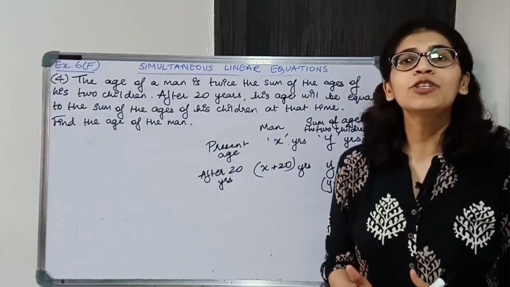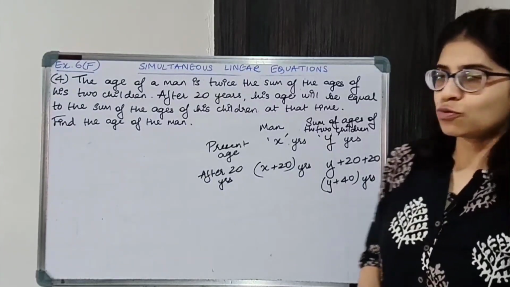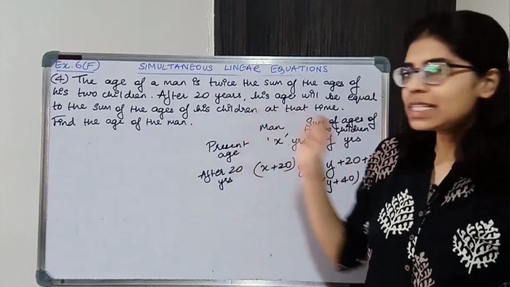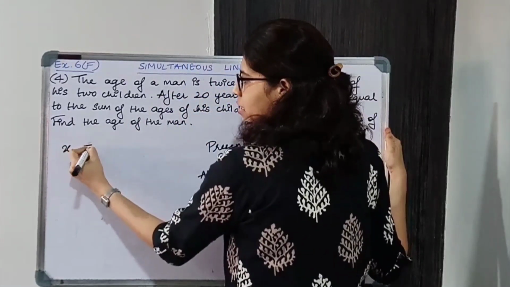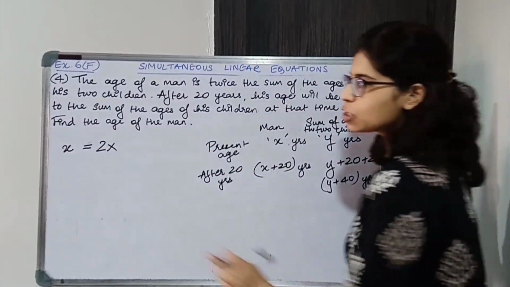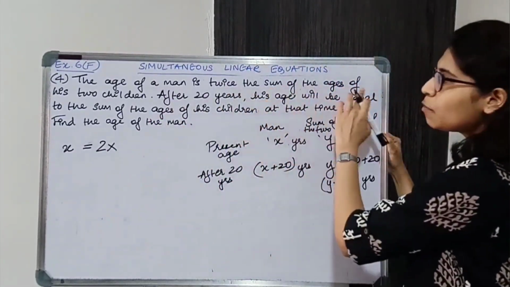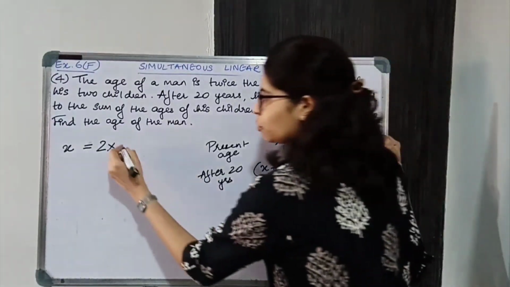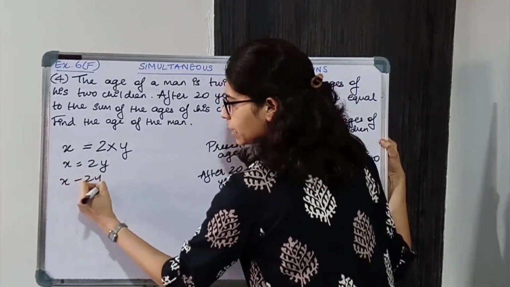Okay, coming to the framing part. Now the age of the man is twice the sum of the ages of his 2 children. Over here we are talking about the present condition. So presently the man's age is x years. Is means equal to, twice means 2 times, 2 into. So the man's age x years is equal to 2 into the sum of the ages of his 2 children. What is the sum of the ages of his 2 children? It is y years. So 2 into y. So x is equal to 2y, that is x minus 2y is equal to 0.